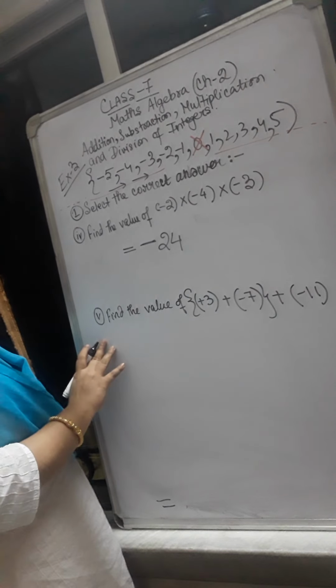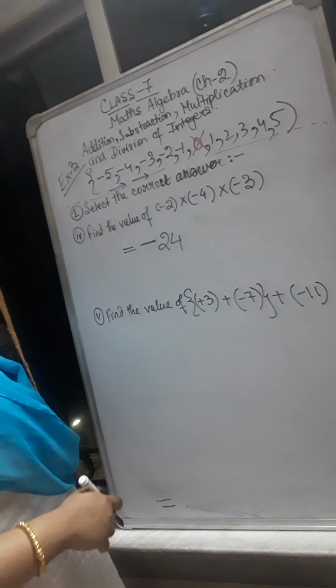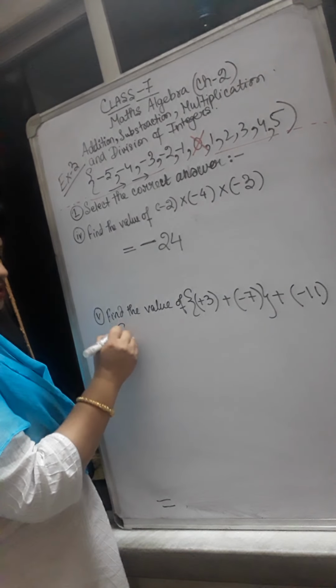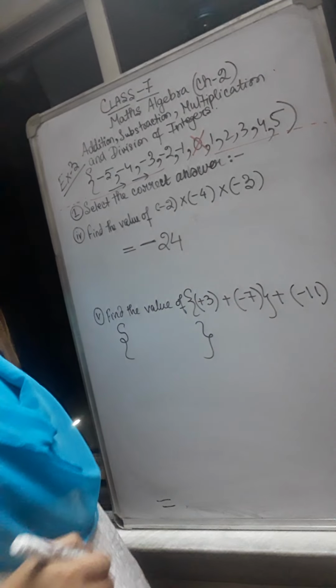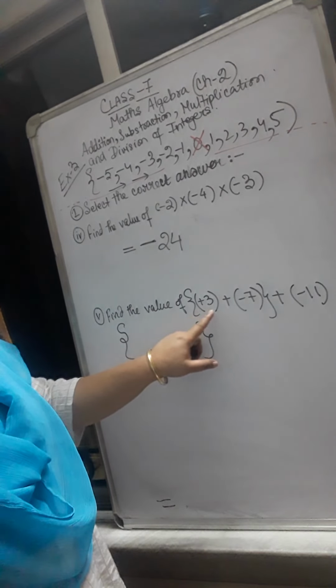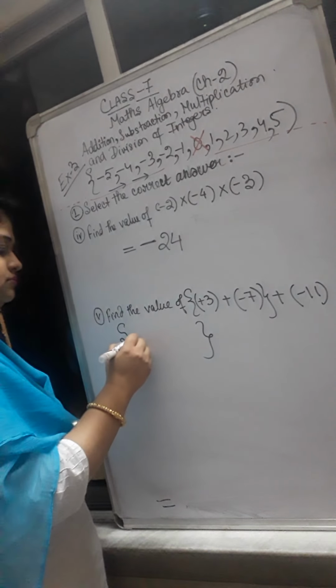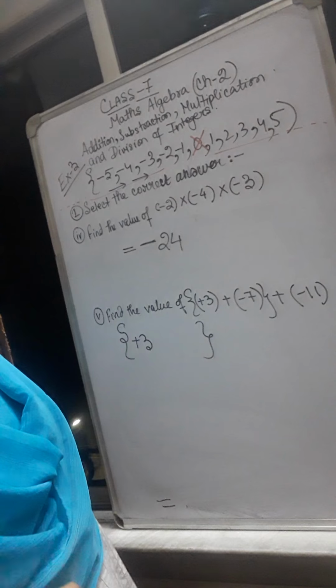Now moving to the fifth sum. This is also simplification, you have to find the value. So the second bracket, the first bracket is given, first you solve that. Plus 3 will remain the same. I am not writing the first bracket.